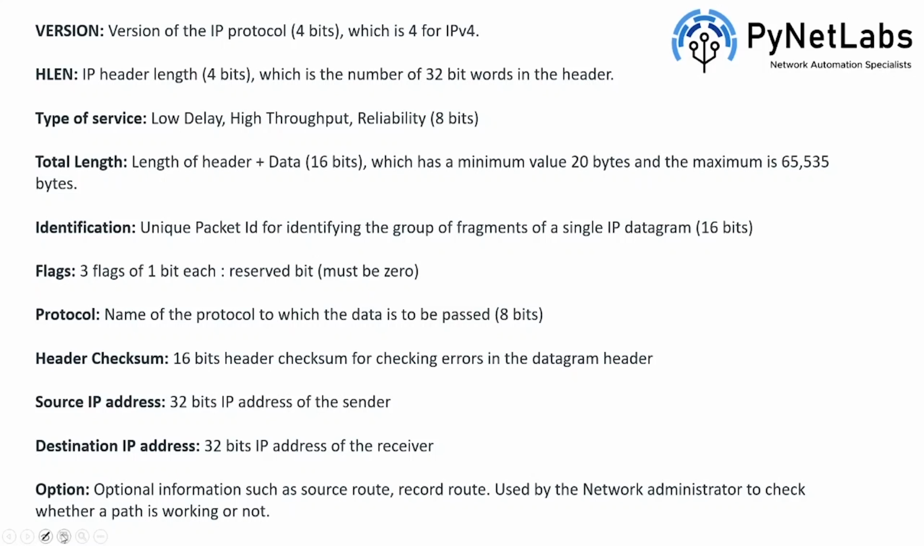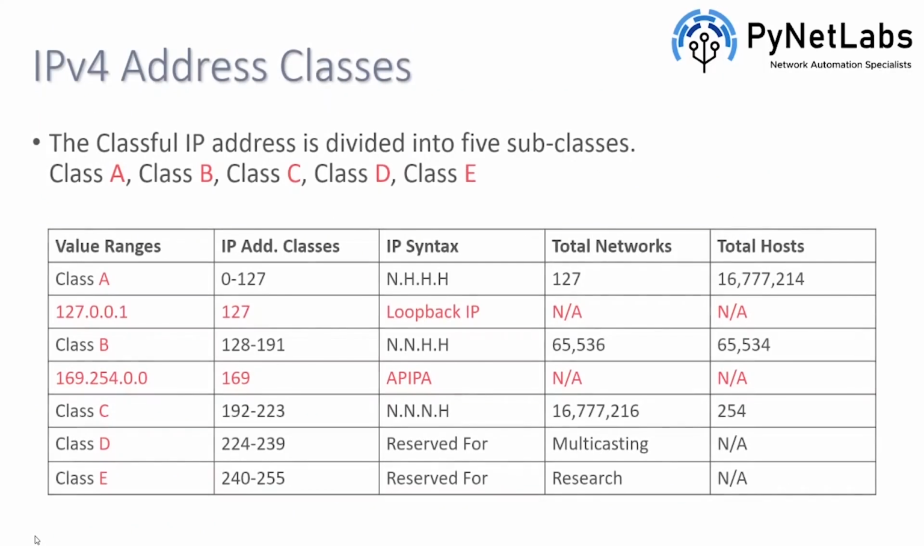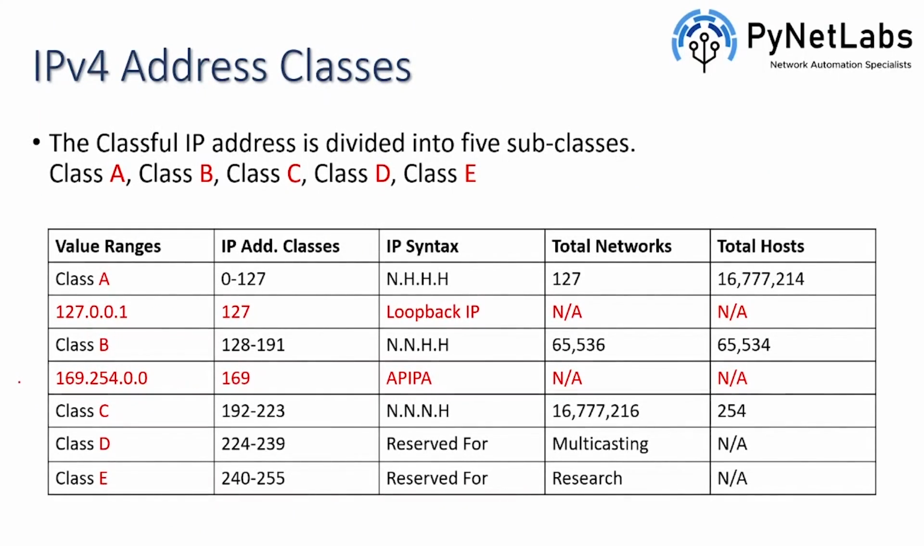Now, the next thing we need to know about IP addresses is the different classes of IP addresses. When we talk about IPv4, we have 5 classes here: class A, class B, class C, then class D and class E. Out of these 5 classes, we can only use class A, class B, and class C, not class D or class E. These are reserved for multicasting purposes and for research purposes.